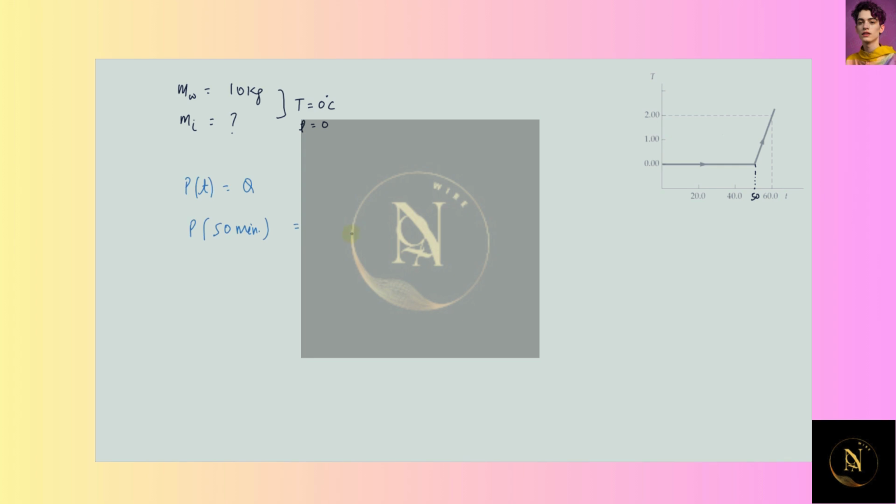and Q is M of ice into latent heat of fusion. And we know that the latent heat of fusion in case of ice is 3.33 into 10 to the power 5 joule per kg. And mi we have to find out, so we can write this equation as P into 50 minutes is equal to mi times 3.33 into 10 to the power 5 joule per kg.